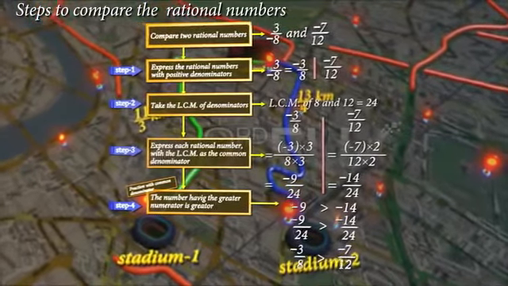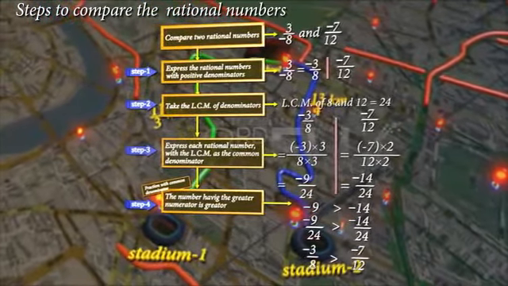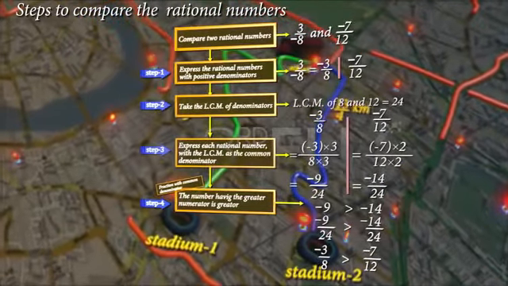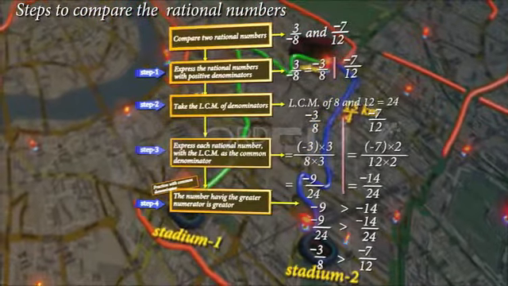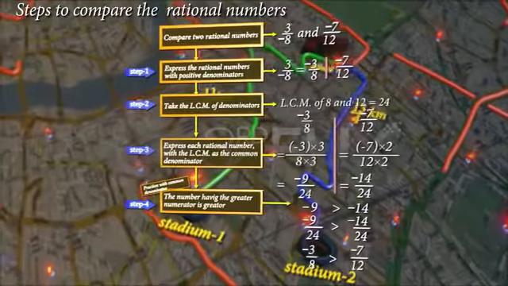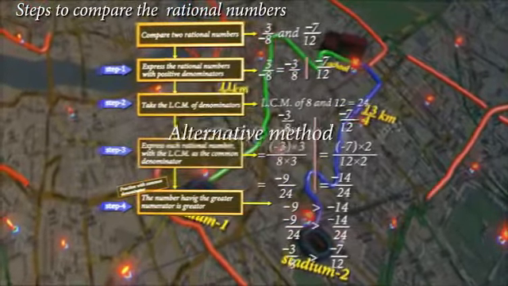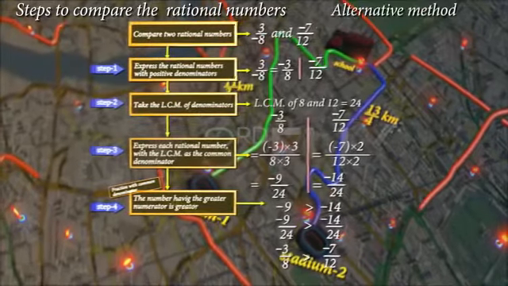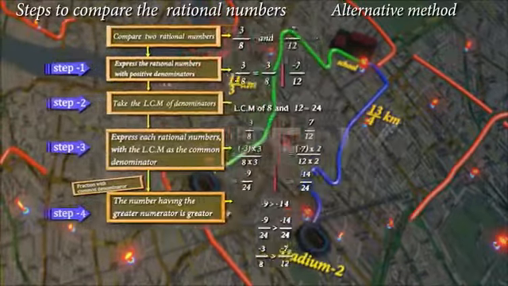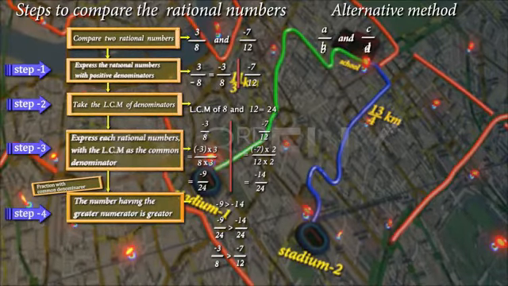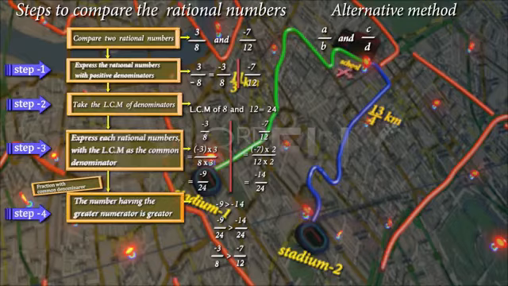From the above, we observe that converting each of the given rational numbers with a common denominator is somewhat lengthy and needs more calculations. So, to avoid this, we use an alternate shortcut method. Let us consider two rational numbers a by b and c by d. Here, b and d are positive integers. Cross-multiply the given two fractions.